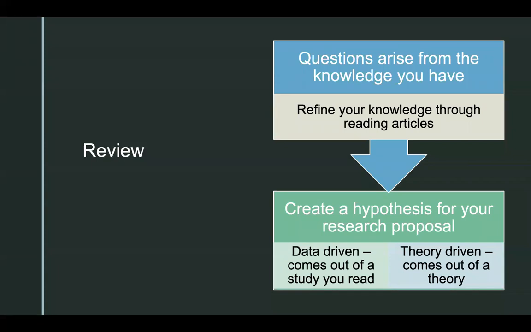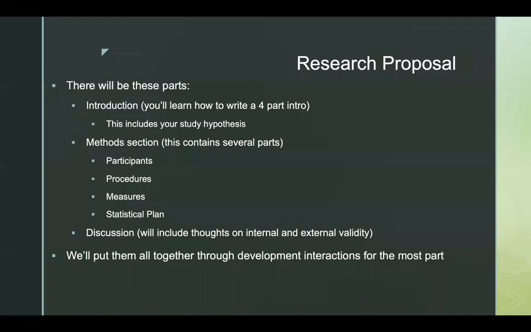Questions come up from the knowledge that you already have. It's hard to come up with questions based on knowledge you don't have, right? That seems to make sense. So a lot of times, if you want to know about questions, just start reading some articles. Then you want to create a hypothesis for your proposal. And that hypothesis can either be based on data that came out of a study you read, so that's a data-driven hypothesis, or on theory. Let's say you understand how people say something happens, there are theoretical ideas about it, and you have a question. So then you have a hypothesis that came out of a theory, or a theory-driven hypothesis.